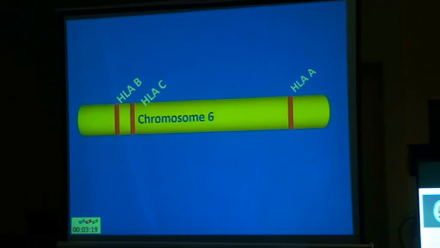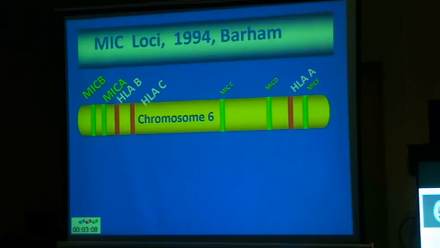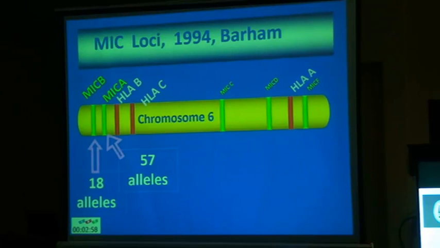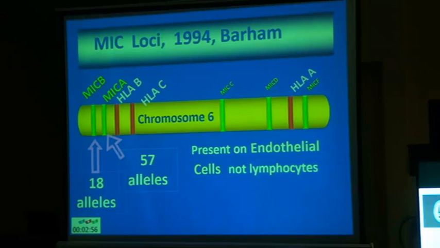So this diagram shows the short arm of chromosome number 6, in which the class 1 HLA antigen loci are present, HLA A, B, and C. MIC-A and MIC-B are near to the HLA-B locus. MIC-A has 57 alleles and MIC-B 18 alleles, and it's mainly present on endothelial cells, not lymphocytes.